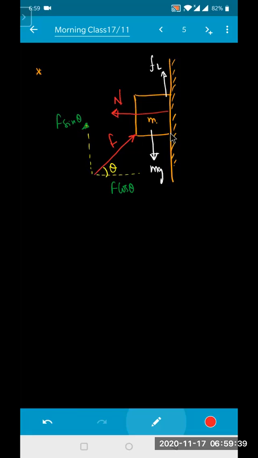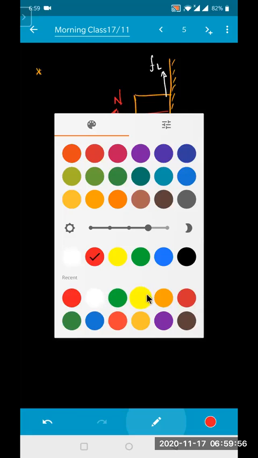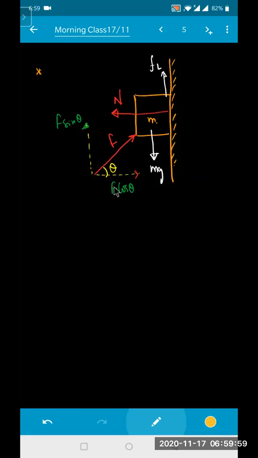What is the force acting on the wall by the force? This F cos theta. This normal is coming because of F cos theta, because only F cos theta is exerting force on the wall. That means what is the normal here? This N is balancing this F cos theta. So the first point is N equals F cos theta. When you are dealing with angles, this is the way to do the problem.